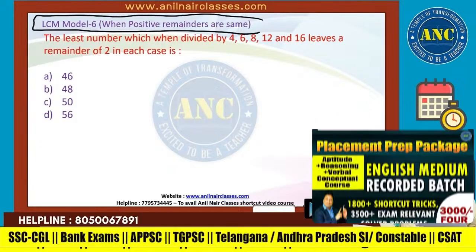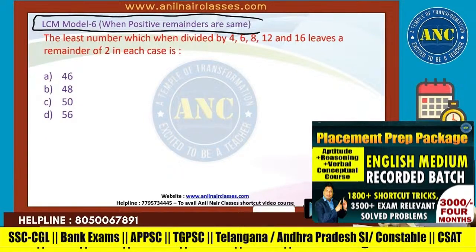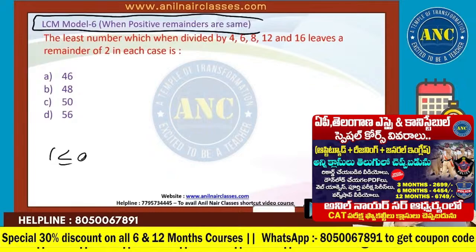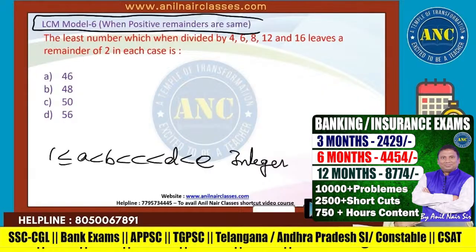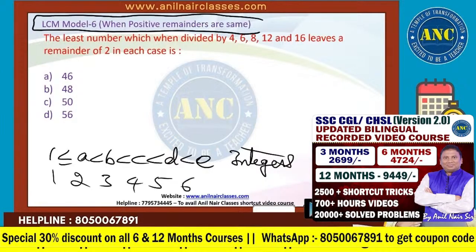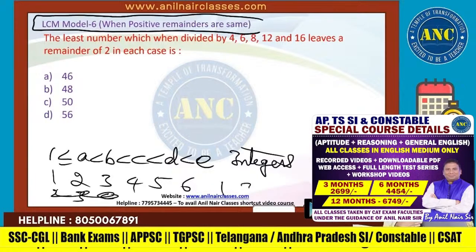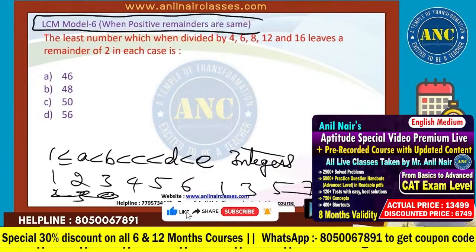Now if the numbers are in geometric progression, how will you take the values? You will take 1 less than A less than B less than C less than D less than E. They are integers, so you can take 1, 2, 3, 4, 5, 6. Check with 2, 3, 4, 1, 3, 5, 7, 9 and everything. Check whatever is the smallest. The catch is in geometric progression. Now see here.